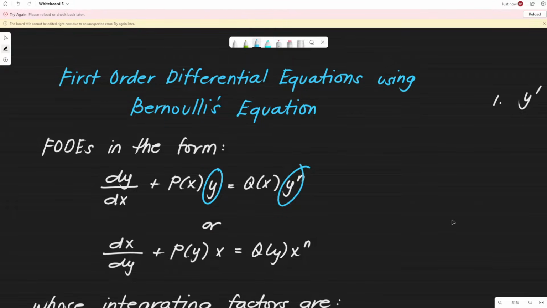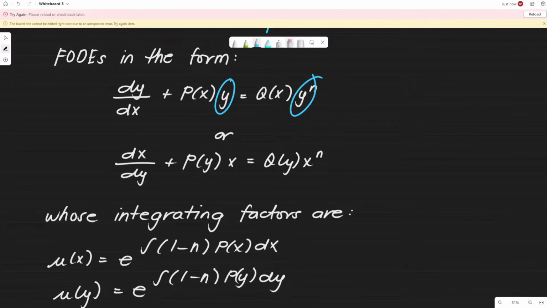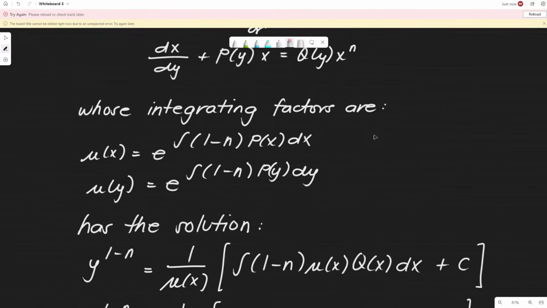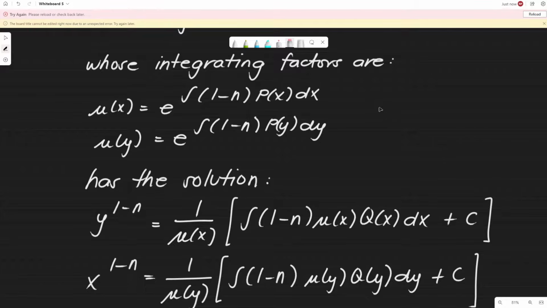So we have again dy over dx plus p of x y is equal to q of x y raised to n. Or there is also the Bernoulli in x, the counterpart of the Bernoulli in y, which is dx over dy plus p of y x is equal to q of y x raised to n. The x and y are simply swapped. We again have integrating factors, but the formula is different.